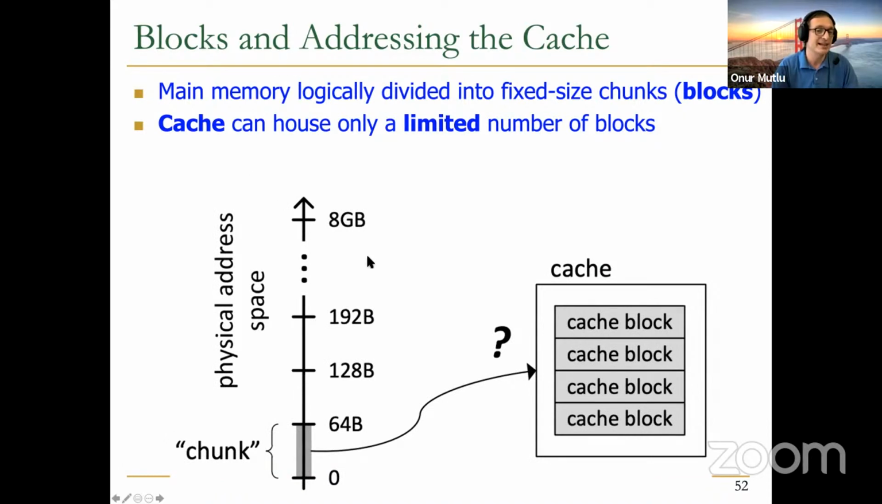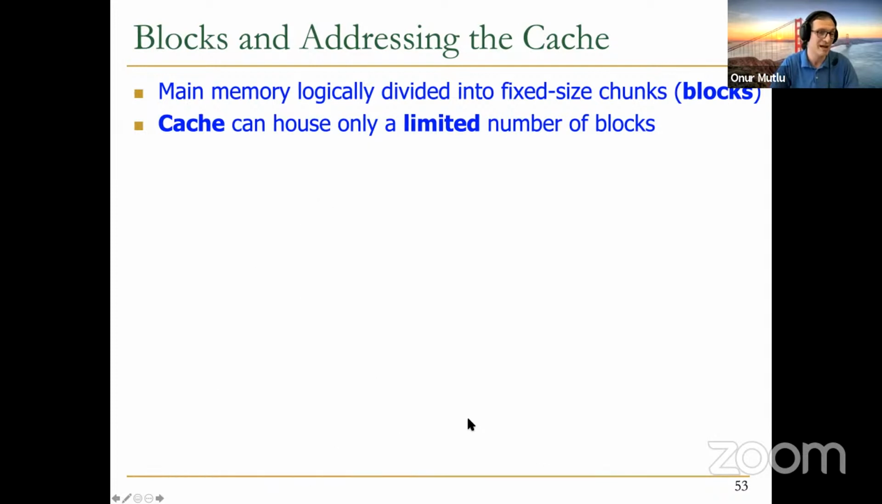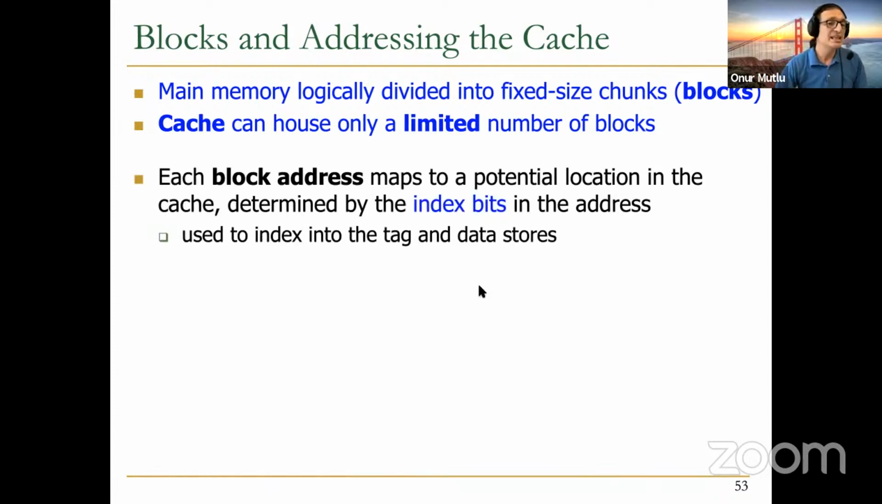Main memory, for example, here at 8 gigabytes, each block is 64 bytes. So if you look at main memory, 8 gigabytes is 2 to the 33, right? A block is 2 to the 6 bytes. So you have 2 to the 27 blocks in main memory. In your cache, you have only space for 4. So the question is, how do you actually do the addressing and where do they get mapped? So basically, each block address maps to a potential location in the cache determined by the index bits in the address. So we're going to use part of the address to index into the cache. And this is used to index into the tag and data stores.